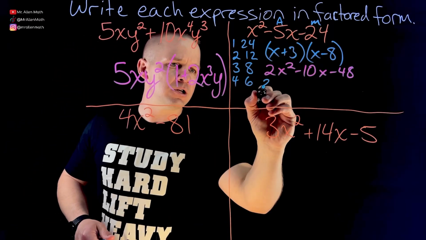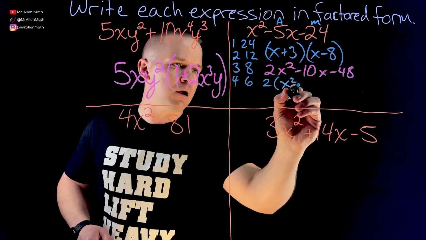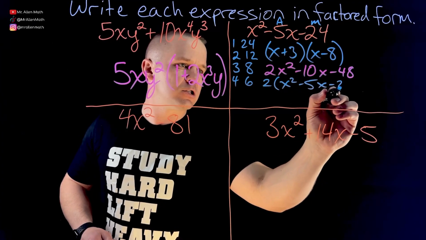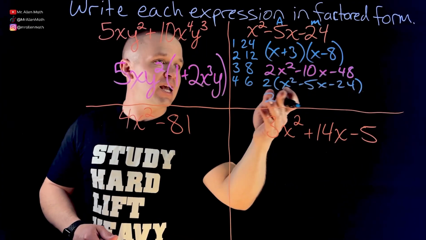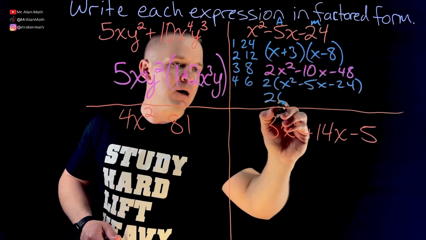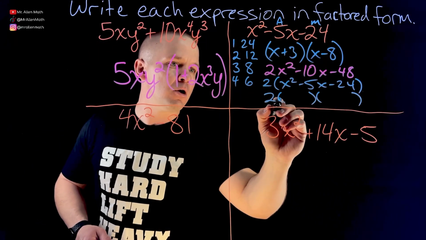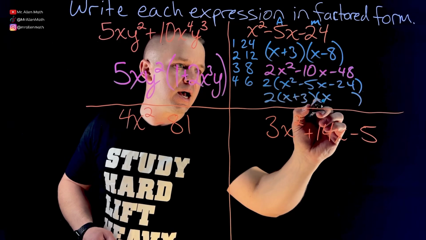So I could take out a 2, and now I'm left with x squared minus 5x minus 24, and we get the same exact problem we had up here, but now my factored form has that 2 out front. We have x plus 3 and x minus 8.